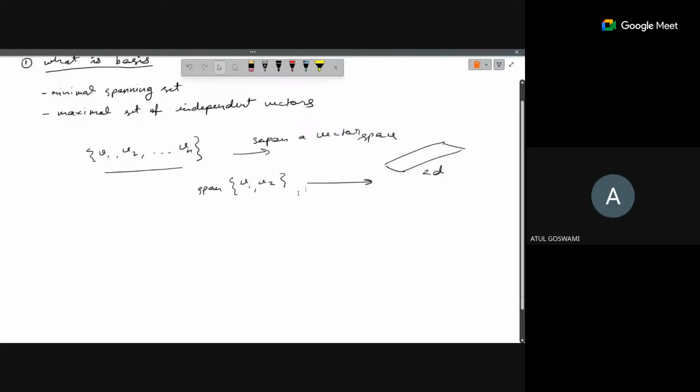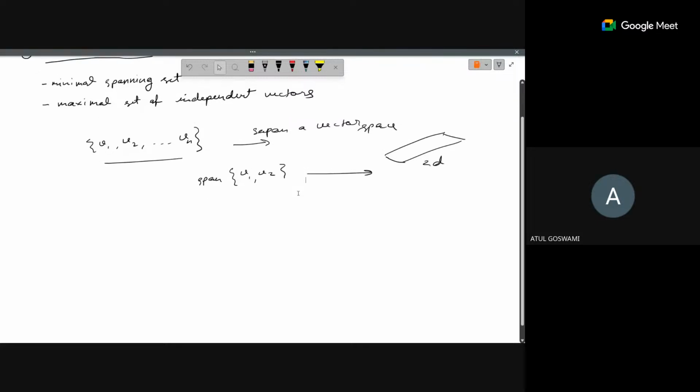And then, if this is true, this is enough, and if it is a maximal independent set, it will follow both the properties simultaneously. It cannot happen that it is a minimal spanning set but not a maximal independent set. If one is true, the other will automatically be true.